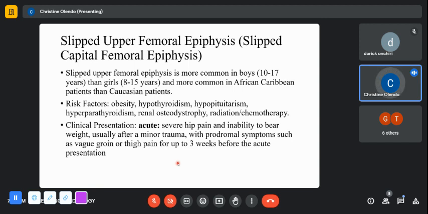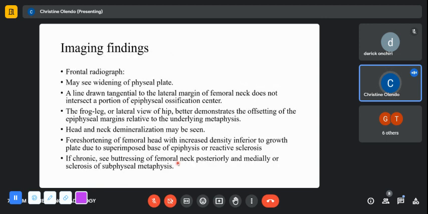Clinical presentation: if it's acute, you have severe hip pain with inability to bear weight, usually after minor trauma, with prodromal symptoms such as vague groin pain or thigh pain for up to 3 weeks before the acute presentation.